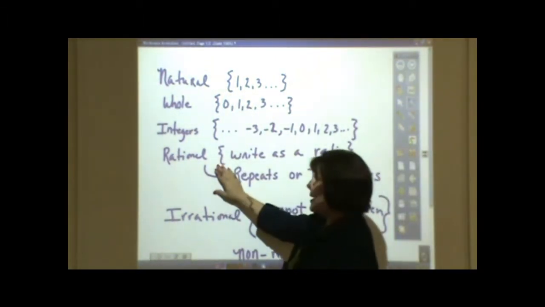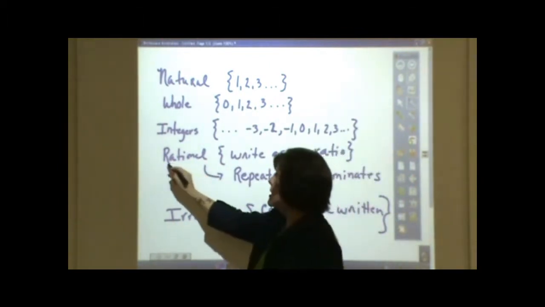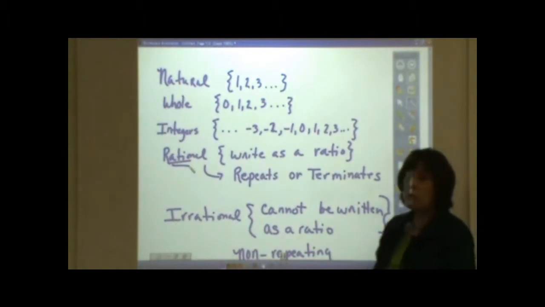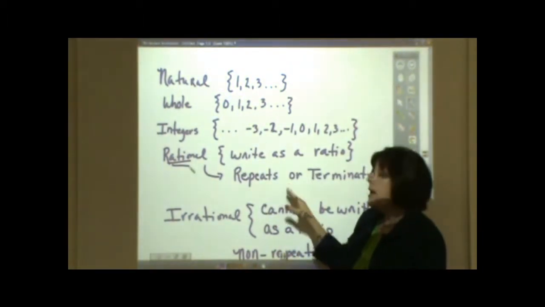Then you come to the rational numbers. Rational numbers can always be written as a ratio. As you see, in the beginning of the word rational is the word ratio. A rational number either repeats or terminates.